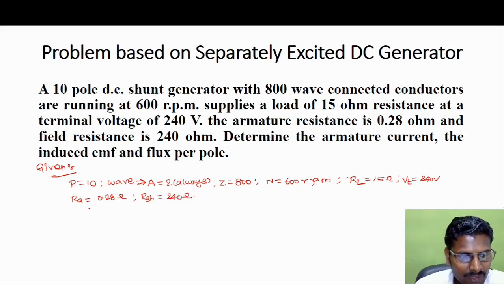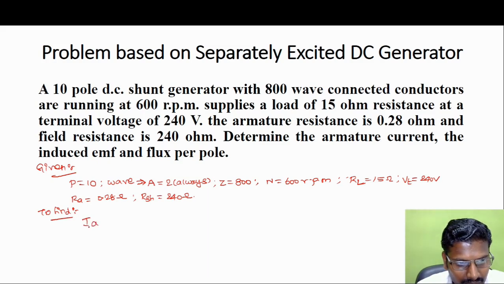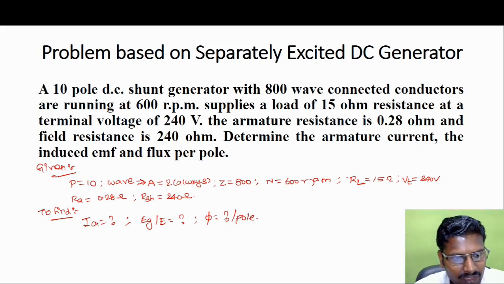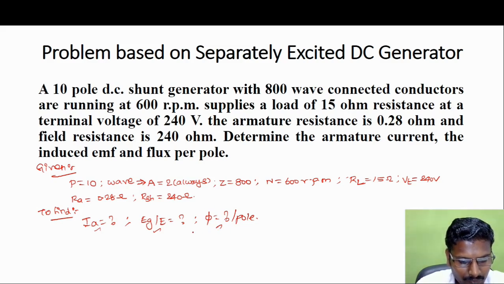From this, we need to find IA, then EG or E, then flux phi per pole. So we need to find three parameters: one is the armature current, then the generator voltage or induced EMF, and the flux per pole. So let me draw the diagram first.